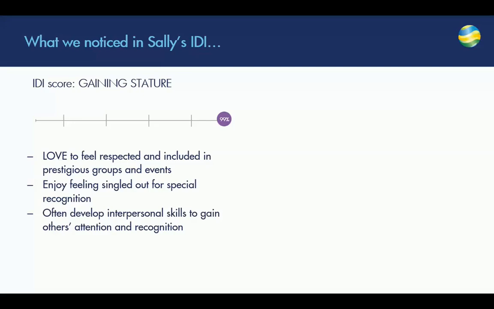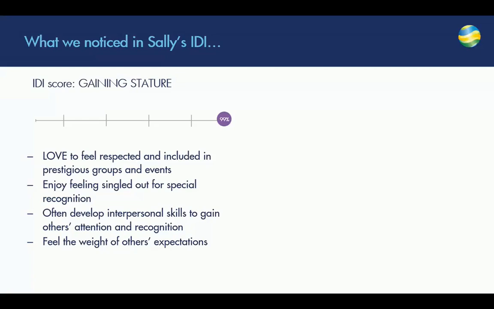And because of that, they often will develop interpersonal skills to gain others' attention and recognition. Now, all of that is great, right? Gaining stature can be really great because it puts you in a position to make yourself visible. Often people will try for promotions or awards and set themselves up for success.